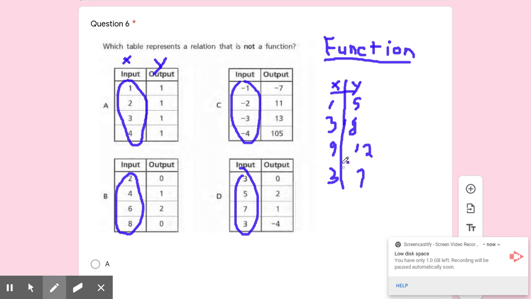See, it was a function all the way till we got to here, only because I'm seeing 3 being repeated, right? And for the 3, they have 8. But for this 3, there's a different output of 7. That means that this right here will not be considered a function. This is not a function, okay? Not a function.